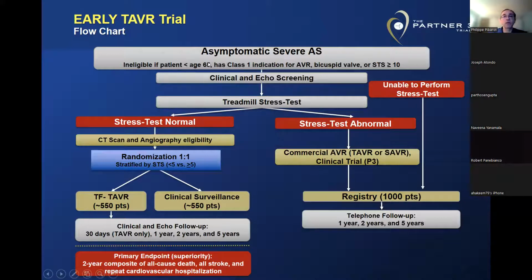Patients need to be older than 65, with absence of symptoms confirmed by a treadmill stress test, and they are randomized to transfemoral TAVR versus clinical surveillance. The primary endpoint is a 2-year composite of all-cause death, all stroke, and repeat rehospitalization. The recruitment in this trial is now completed, and we are now doing the follow-up.